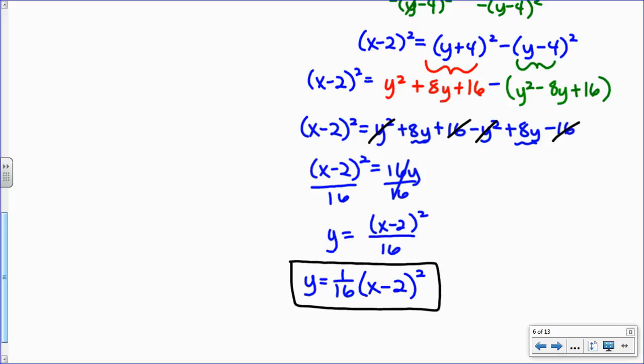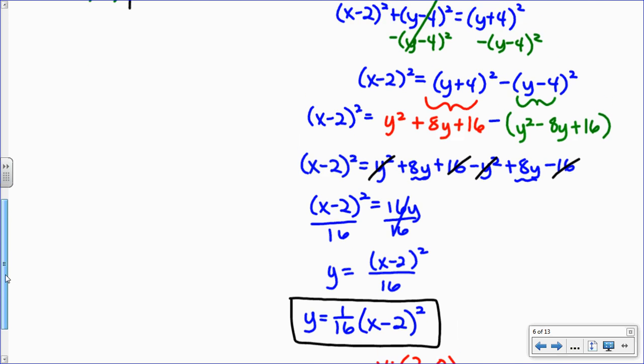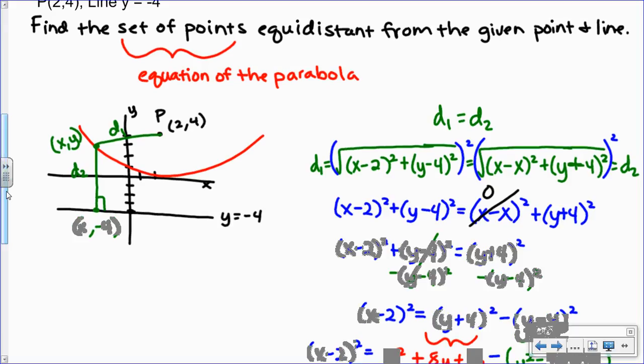This is the equation of the parabola, which gives you the set of all points equidistant from P and L. So think about this, going back to parabolas. The vertex, remember, is opposite of what's inside, and then what's added or subtracted, so (2, 0). I have an a value of 1/16, so it's a really wide parabola, because it's less than 1. It's positive, so it opens up. So if we look at our sketch, the vertex is right here at (2, 0).